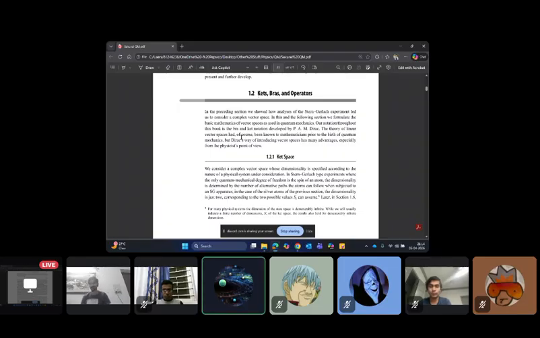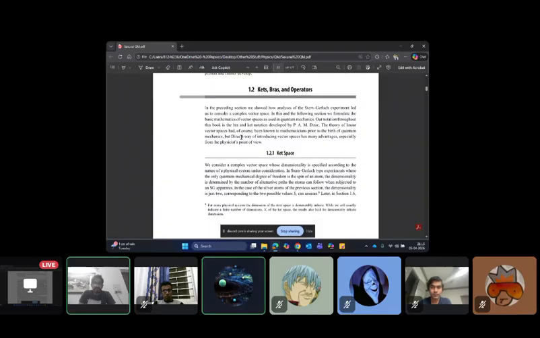So in the preceding section, we showed how analysis of the Stern-Gerlach experiment led us to consider a complex vector space. In this and the following section, we formulate the basic mathematics of vector spaces as used in quantum mechanics. Our notation throughout this book is the bra and ket notation developed by P.A.M. Dirac. The theory of linear vector spaces had, of course, been known to mathematicians prior to the birth of quantum mechanics. But Dirac's way of introducing vector spaces has many advantages, especially from the physicist's point of view.